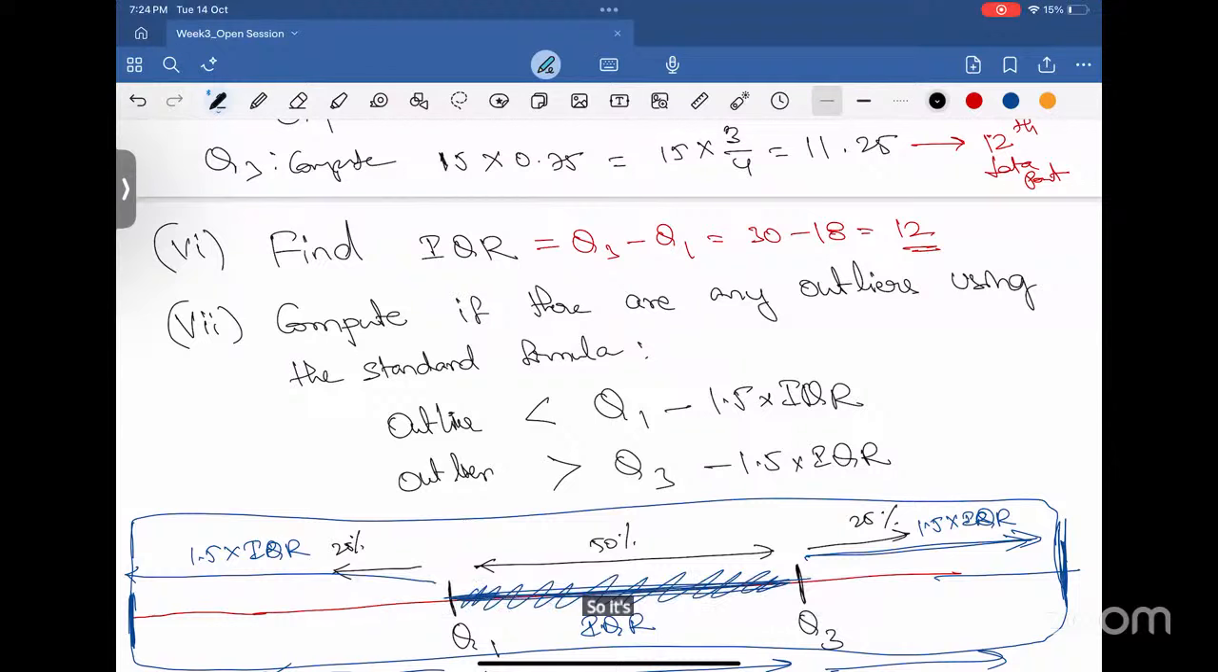We might give you some other formulas also, okay? So if we said the outlier is something below Q1 minus 2 times IQR, and another outlier is above Q3 plus 2 times IQR, then you have to compute according to that. Okay, you should not come and say that you have given the formula incorrectly.